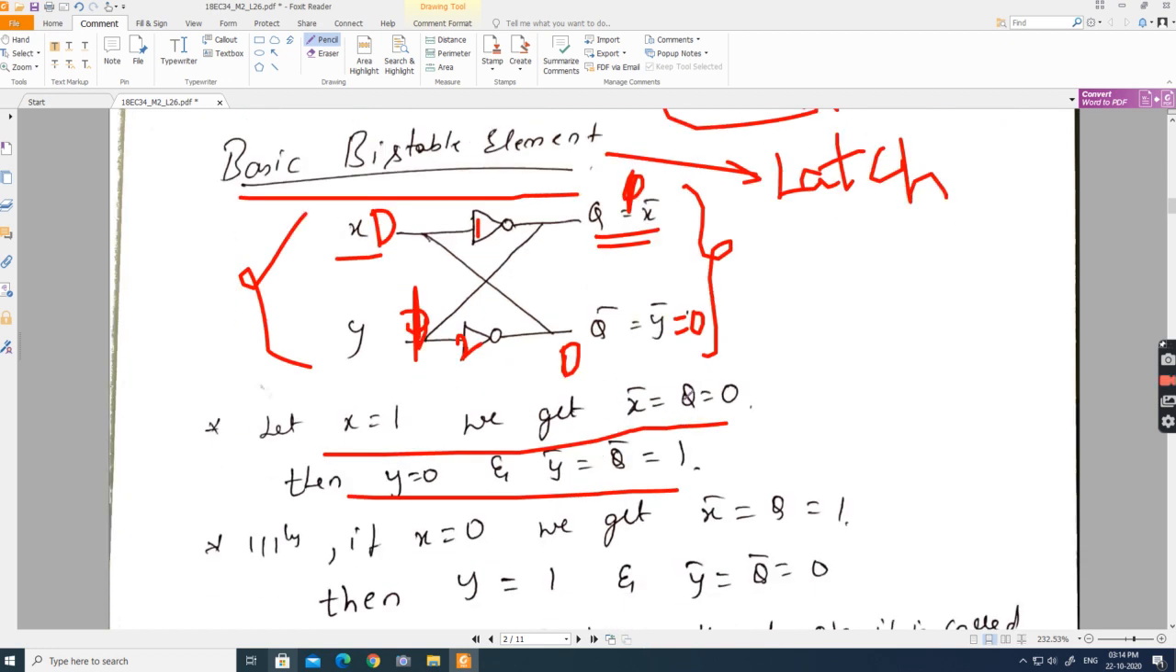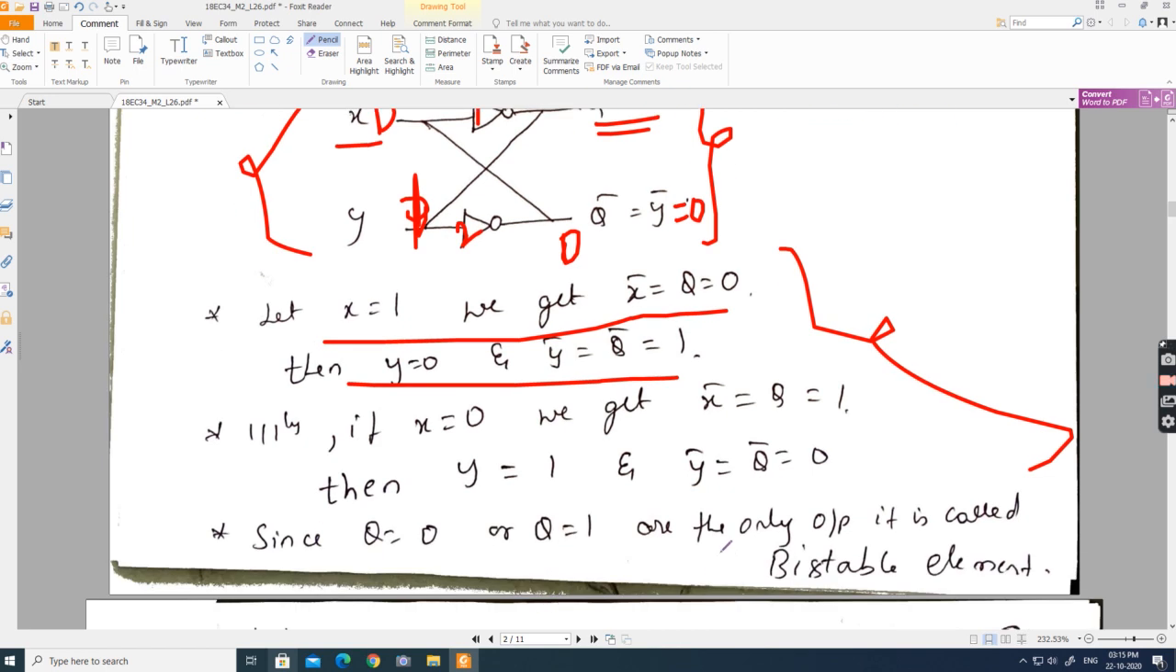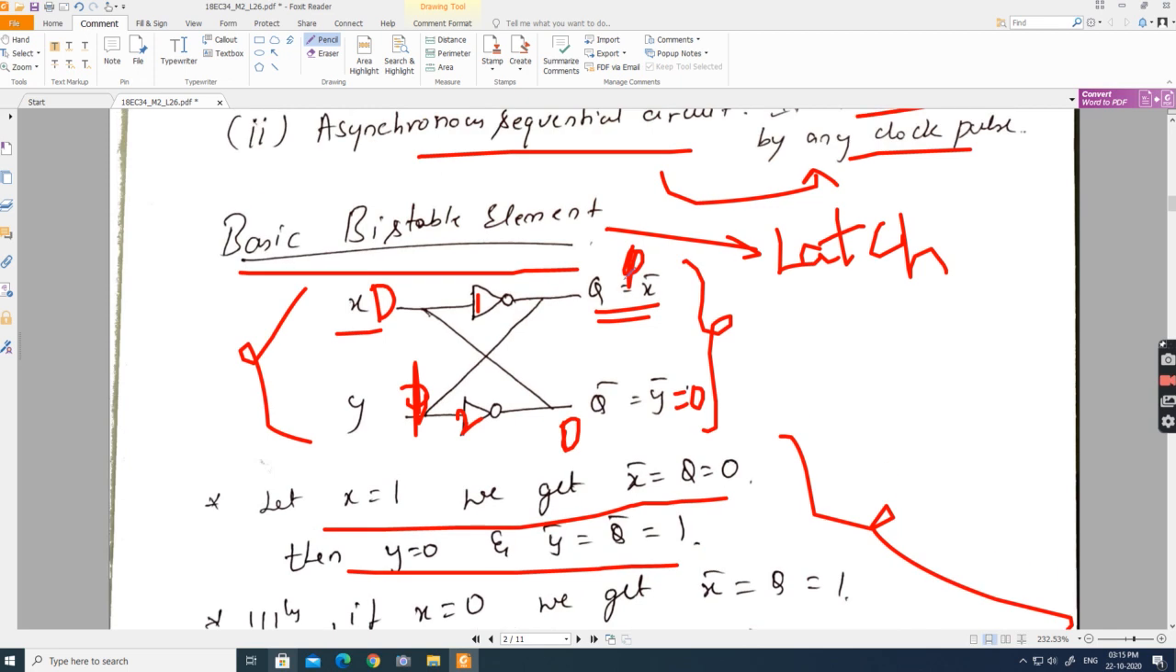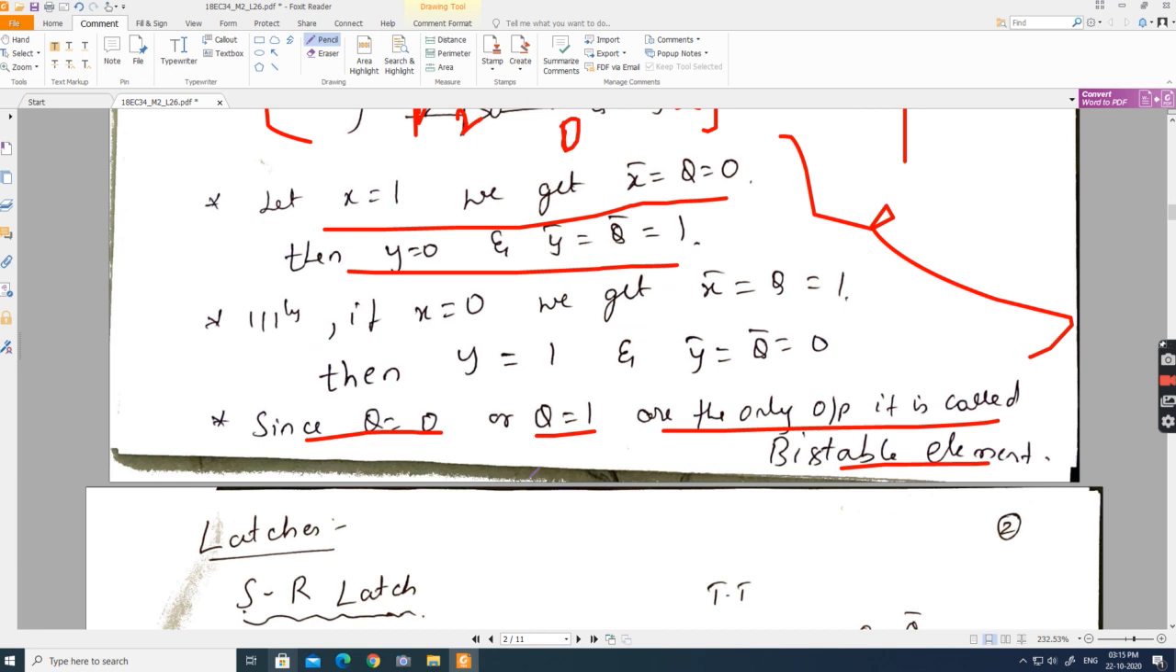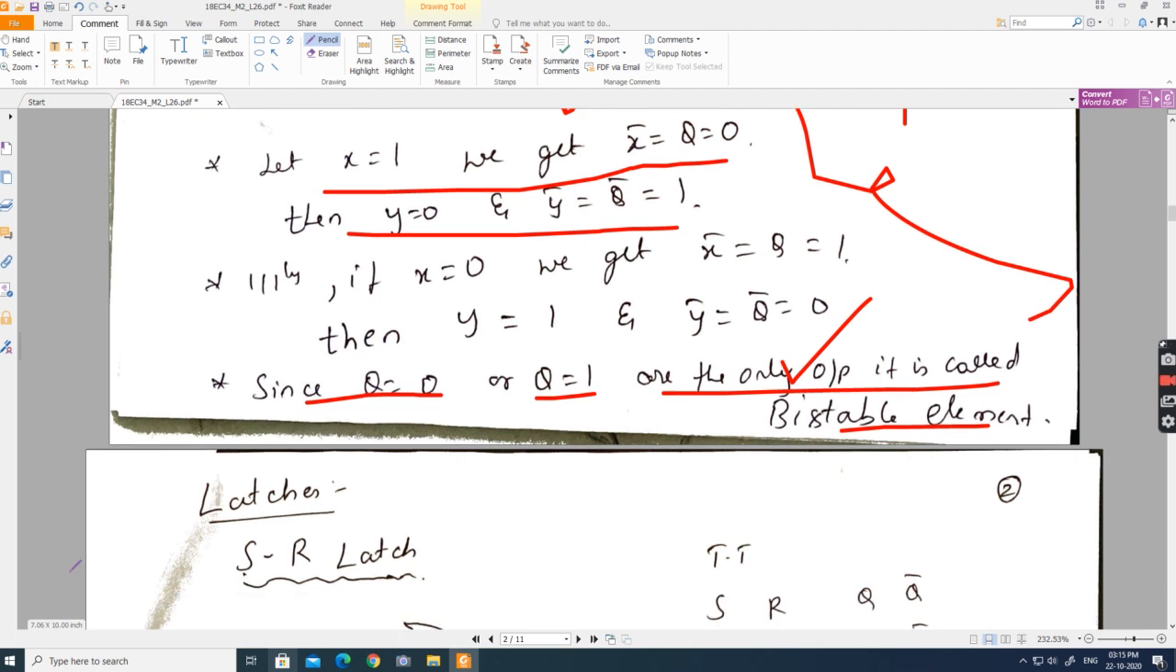Do you think you have to learn this explanation by heart? It is not necessary. Right? Since output can take the value 0 or 1, it is called a bistable element. Why is it called bistable? It has only 2 possible states. Output can take only 2 possible states, 0 or 1. So since q is equal to 1 or q is equal to 0 are the only outputs, it is called a bistable element. Understanding? Yes, sir.